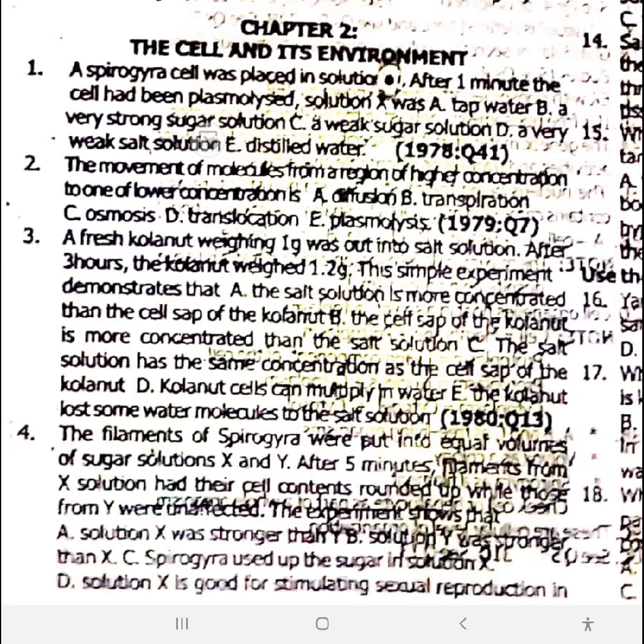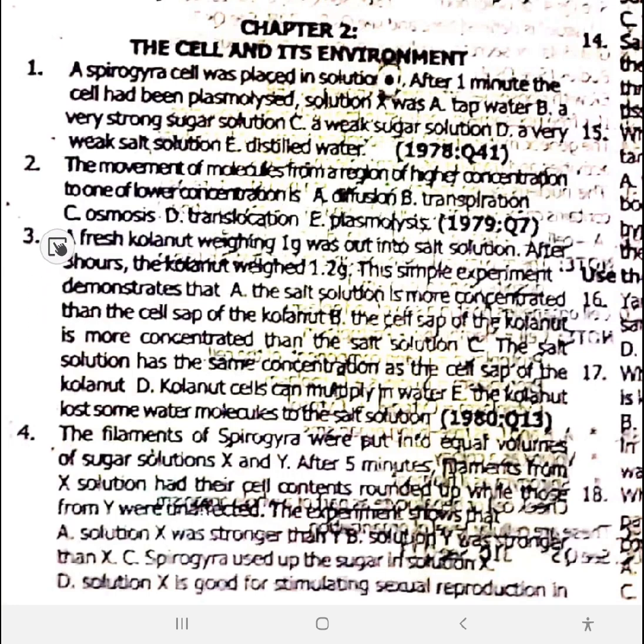So what happens is that in this case the sugar solution is hypertonic, meaning it is stronger, more concentrated than the content inside the spirogyra. So what will happen? Exosmosis will happen. Exosmosis is spelled E-X-O-S-M-O-S-I-S. When this happens, there will be a collapse of the vacuole and a shrinking of the cytoplasm from the cell. This is what is called plasmolysis. Number 2. The movement of molecules from a region of higher concentration to a region of lower concentration is called diffusion. Don't forget.